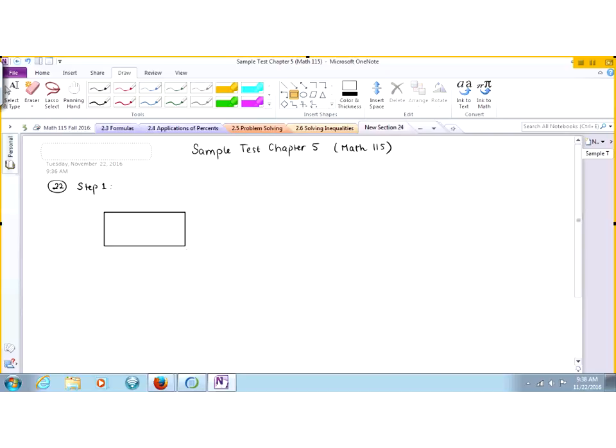Okay, so I have a rectangle. What do I know about the rectangle? The length is 10 inches more than the width. Good. So how do I translate 10 inches more? W plus 10. So your original rectangle has W as the width and W plus 10 as the length.